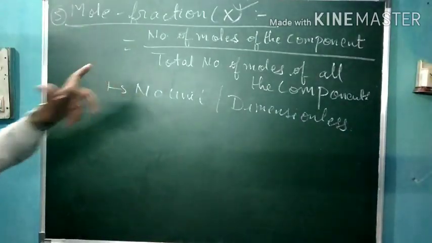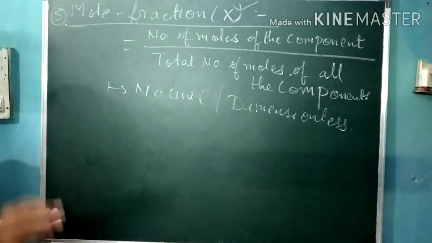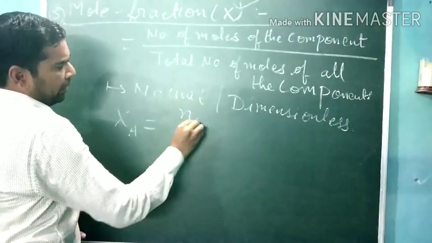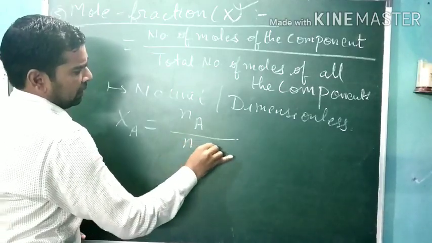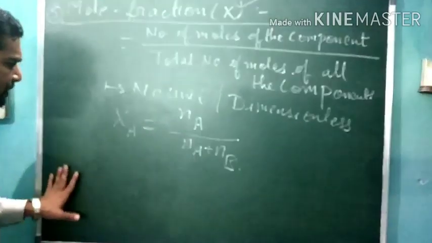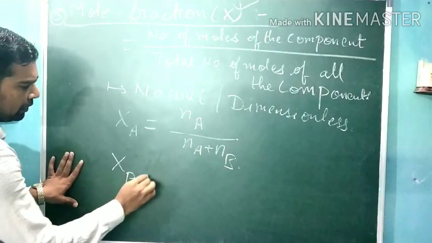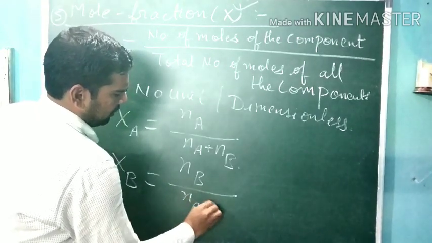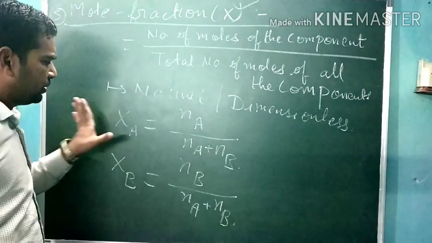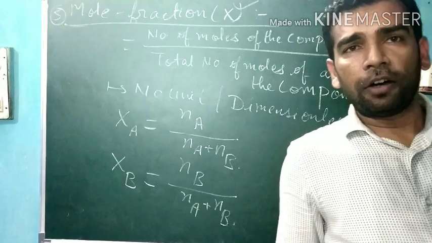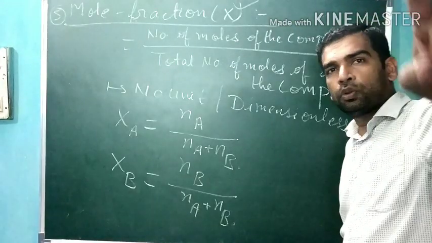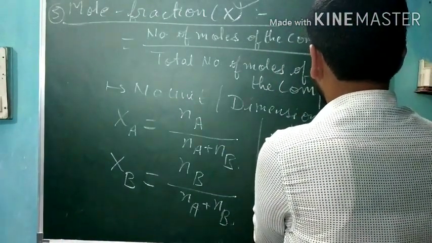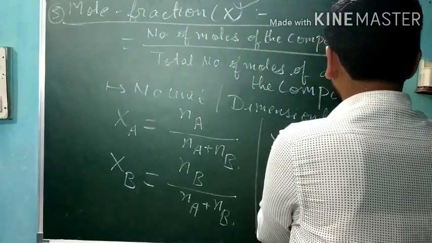Next one, we have here two parts. One is the solute, the other one is the solvent. Suppose we are taking the first one as the solute. That is X is equal to Na upon Na plus Nb. And for the second one, the solvent, if you are taking it as component B, then the formula we will have is Nb upon Na plus Nb. This is the formula. And one thing we should know, the sum of the mole fractions of all components should always be equal to 1. That means Xa plus Xb will be equal to 1.